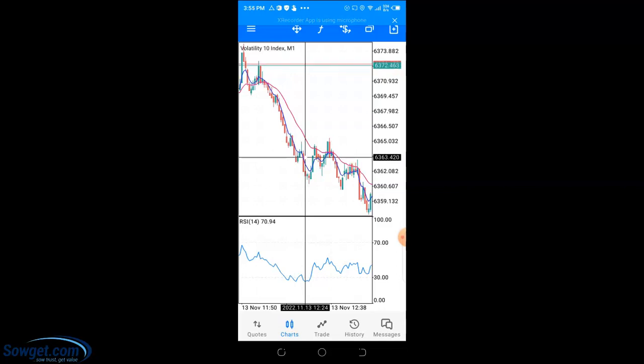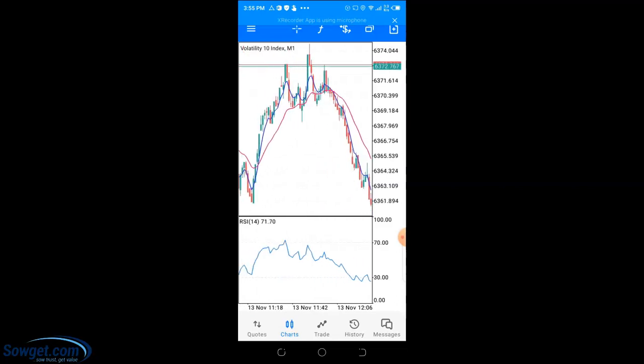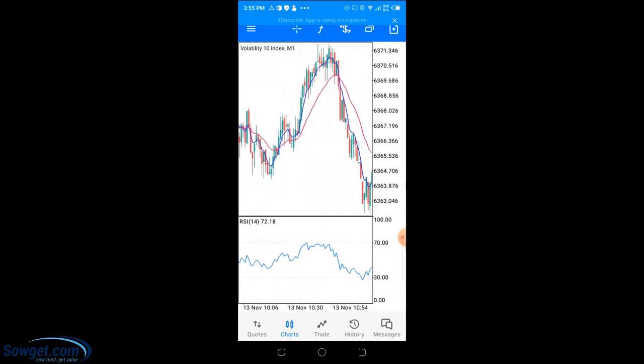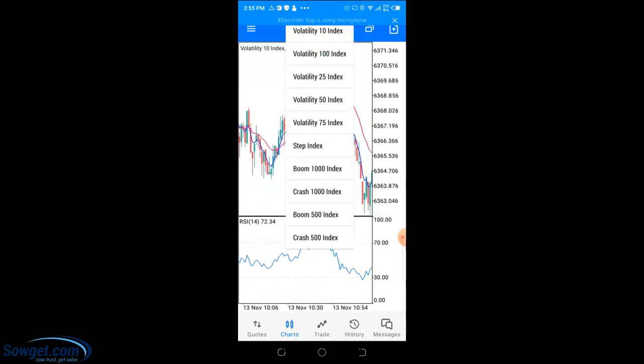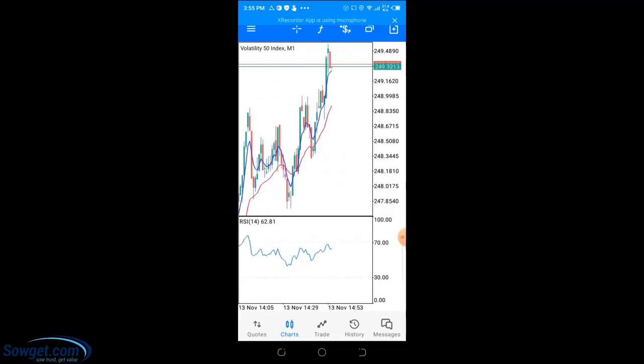You can see the RSI continue going below 30. So that is just the basic rule of this strategy, and you can apply this strategy on different volatilities, not only the volatility 10 index. You can use it on volatility 50, you can use it on volatility 70, any one you are perfectly okay with. So let me show you something here now.